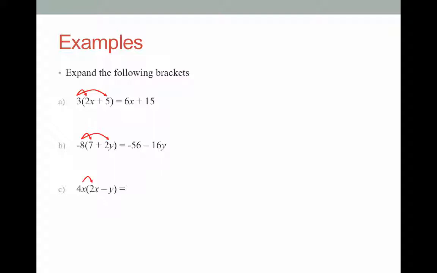Finally, I'm going to do 4x lots of 2x. Now remember that when you multiply x's together, you get an x squared. So that's 4 lots of 2, which is 8, so that's 8x squared. And 4x lots of minus y is minus 4xy.